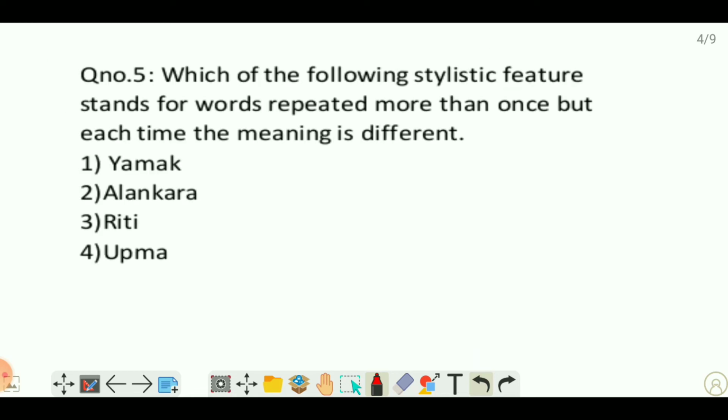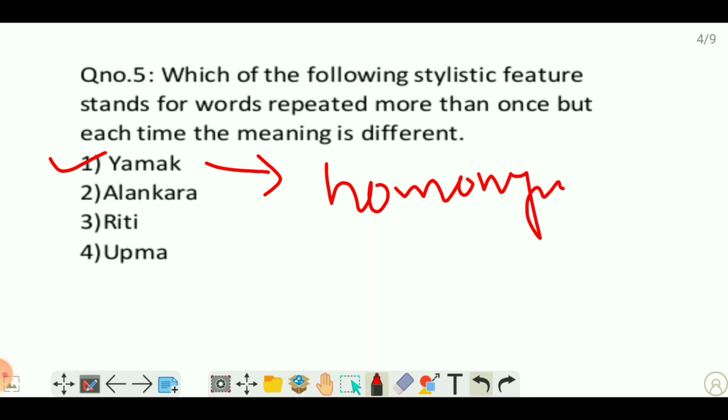Question number 5. Which of the following stylistic features stands for words repeated more than once, but each time the meaning is different? The correct option is option number first, yamak. Yamak is like homonymy, where same words are repeated more than once, but the meaning or the sense of the word is different each time.